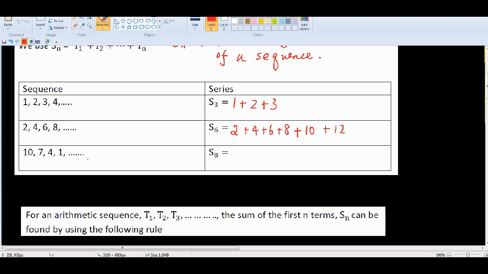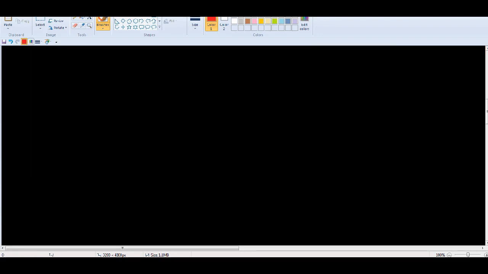How about S8? That means the first 8 terms: 10 plus 7 plus 4 plus 1. What's the common difference here? The common difference should be minus 3. So plus minus 2 plus minus 5. How many terms now? 6. So plus minus 8 plus minus 11. That would be S8 for the sequence.